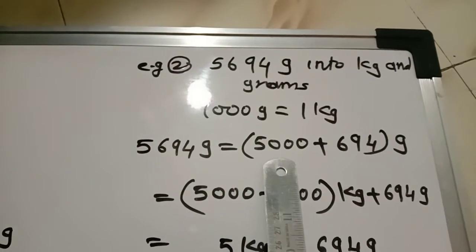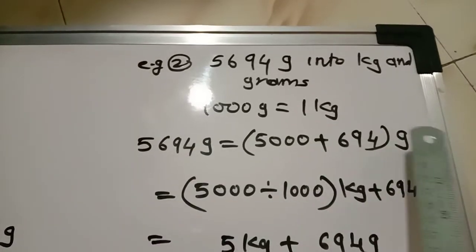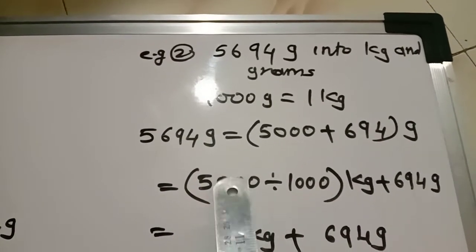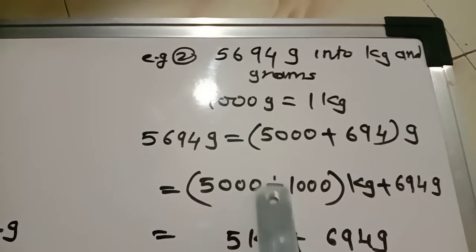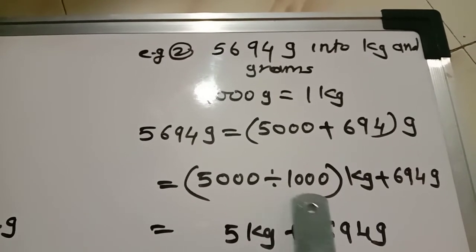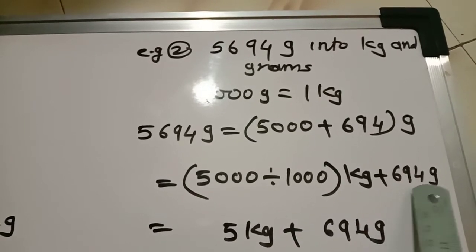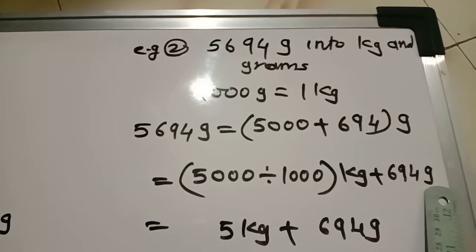So here 5000 plus 694, that is in kilogram. Then 5000 divided by 1000. You have to convert into kilogram. So divided by 1000 plus 694 gram. Write down as it is.